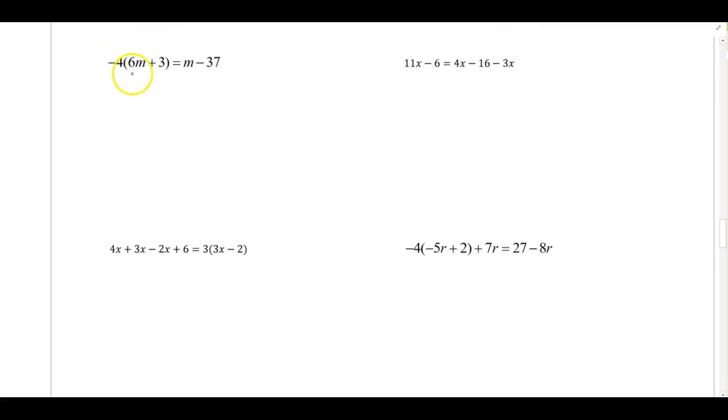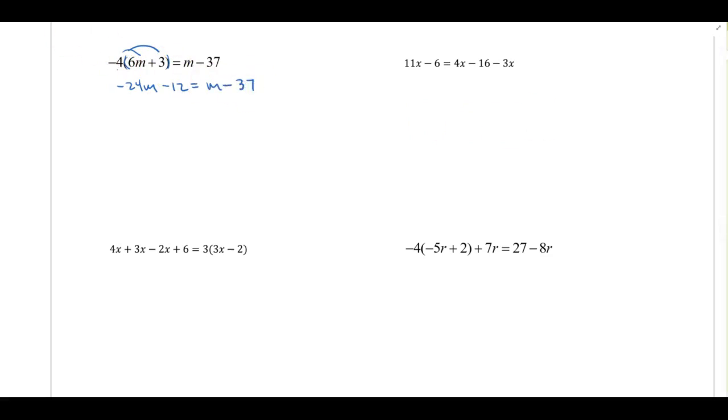When I look at this one, as soon as I see parentheses, what do I have to do? I have to distribute. So I'm going to go ahead and distribute this negative 4. So negative 4 times 6m is negative 24m. Negative 4 times 3 is minus 12 equals m minus 37.